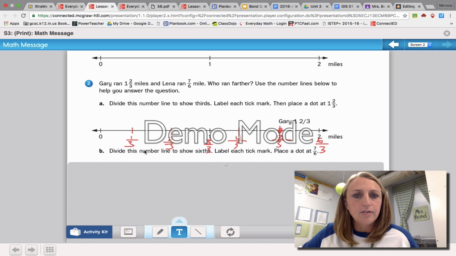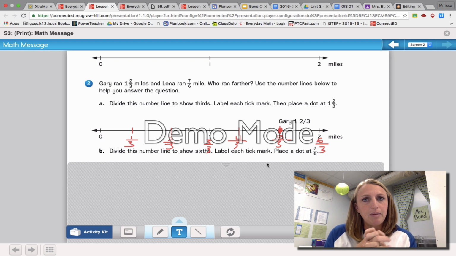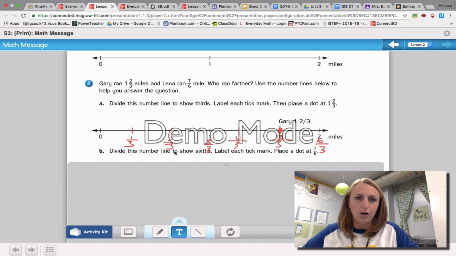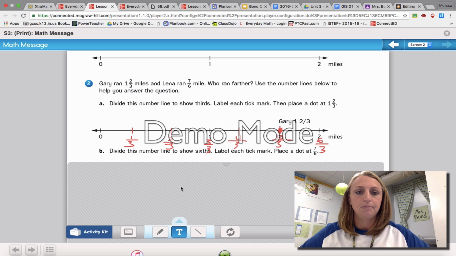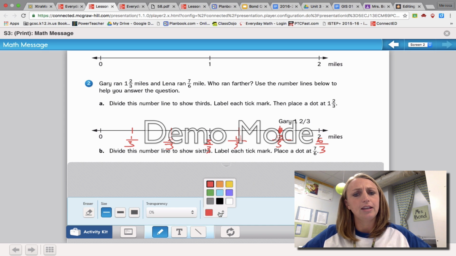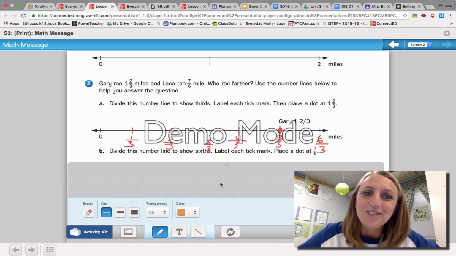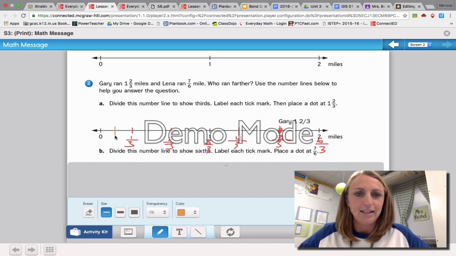Next, divide this number line to show sixths. Okay, think about this for a minute. If we have thirds, how am I going to get from thirds to sixths? Are you thinking? Yes, you're right. We're going to divide them in half. So here we've got 1/6, 2/6, 3/6, 4/6, 5/6, 6/6.